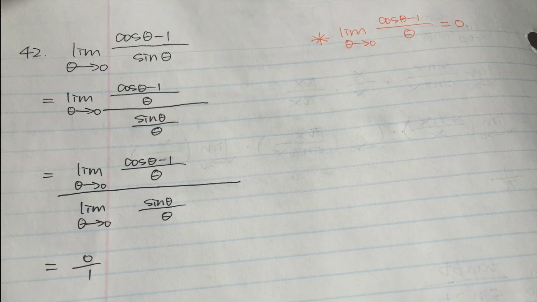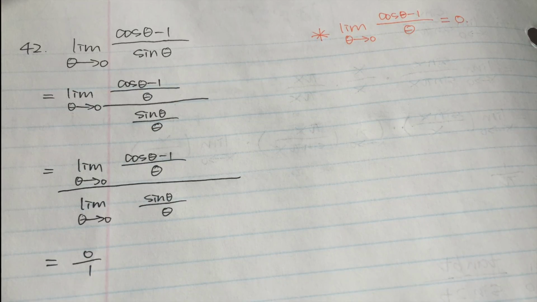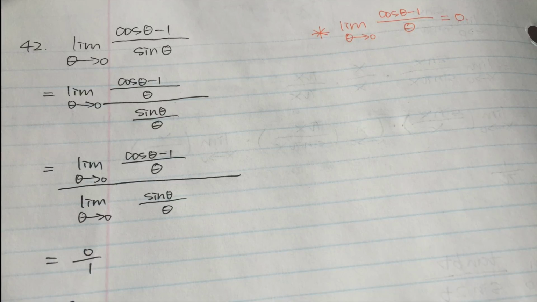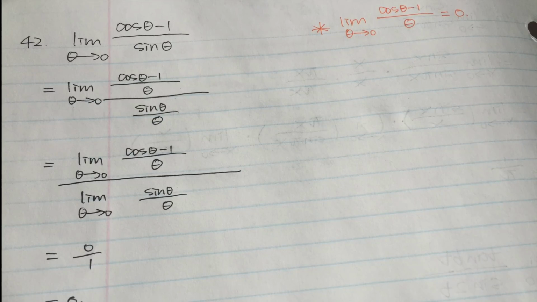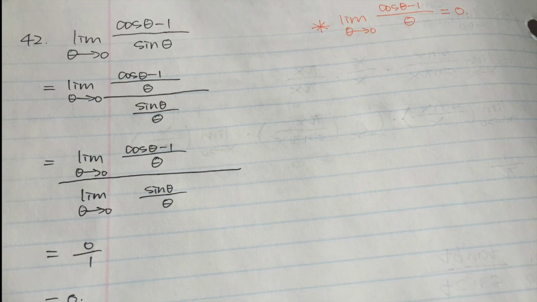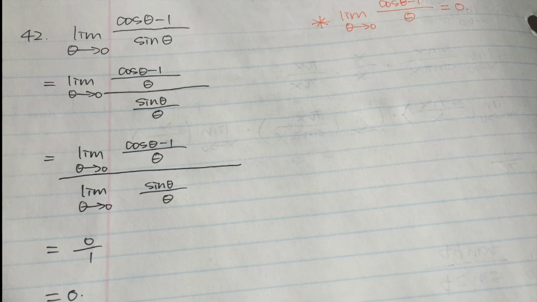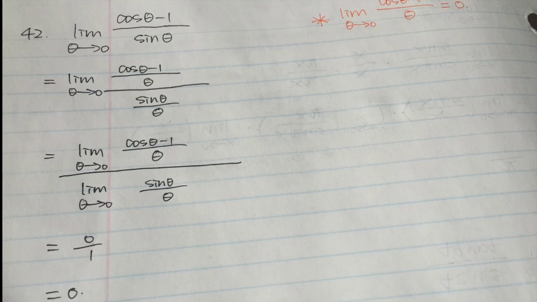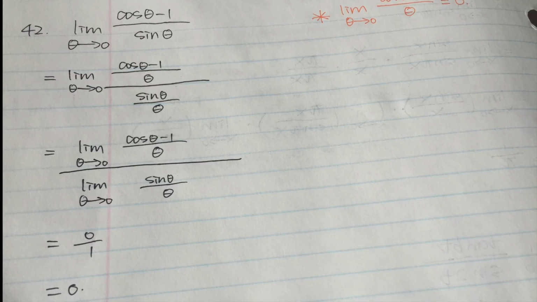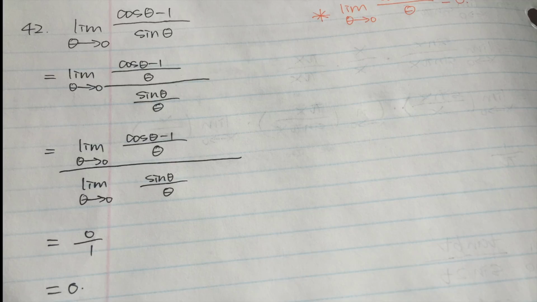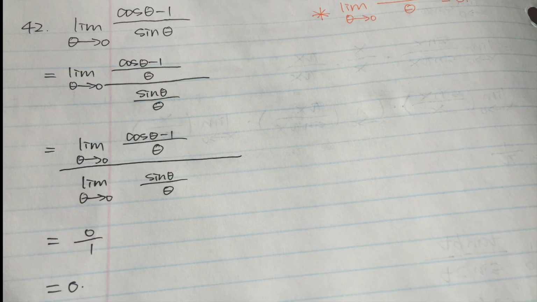So in the first step, we need to make both numerator and denominator divide by theta, so we can get limit cosine theta minus 1 over theta divided by sine theta over theta as theta approaches 0. And then we can get limit cosine theta minus 1 over theta as theta approaches 0 divided by limit sine theta over theta as theta approaches 0. And because cosine theta minus 1 over theta as theta approaches 0 is equal to 0, so we can get 0 over 1, and we can get the final answer, which is 0.